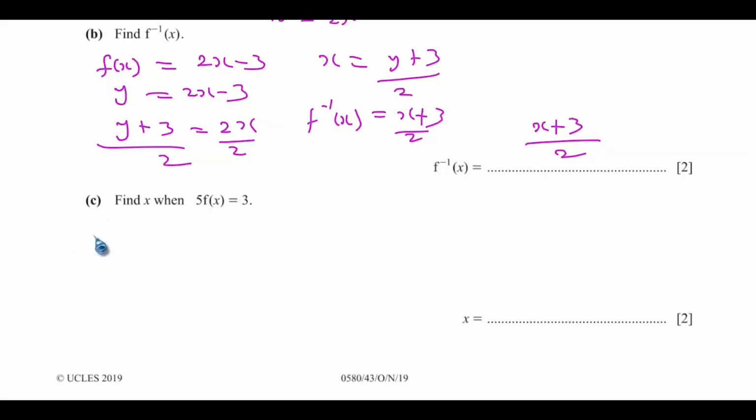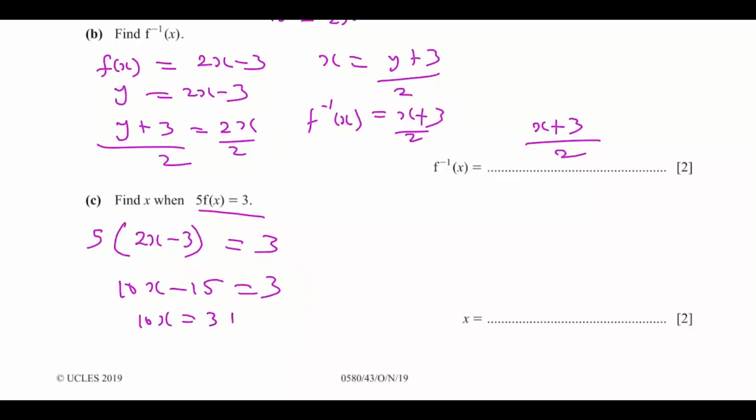So 5f of x will be 5 into f of x, which is given as 2x minus 3. So we have 5 into 2x minus 3 equals 3. Let's expand the bracket. We have 10x minus 15 equals 3. This will leave us with 10x equals 3 plus 15. We have 10x equals 18. If we divide both sides by 10, x will be equal to 18 over 10.